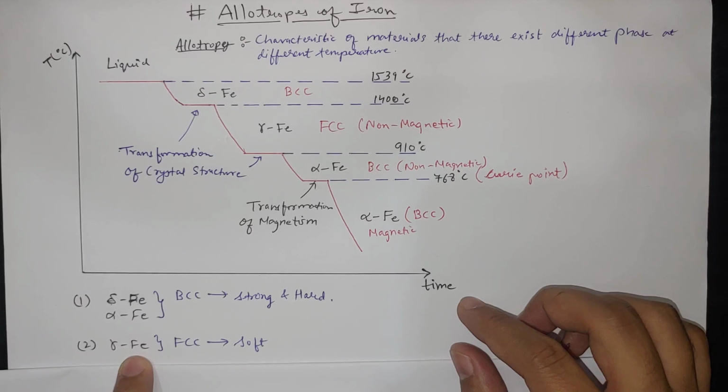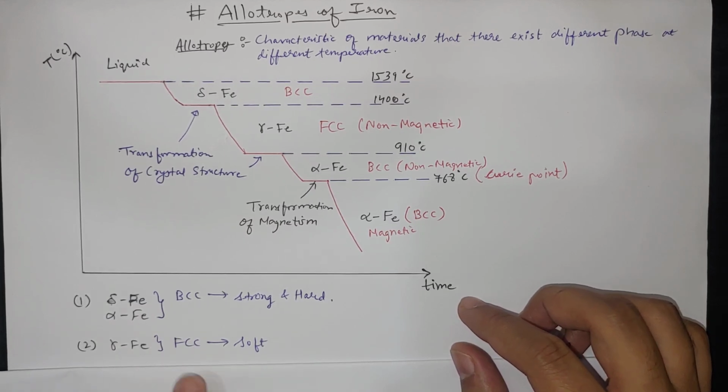But gamma iron is FCC, which has 12 slip systems. So if we apply external load, it will be easy to deform it. So it is ductile in nature, and alpha and delta iron are strong and hard in nature. Sometimes they are brittle also, but the gamma austenite is ductile in nature.